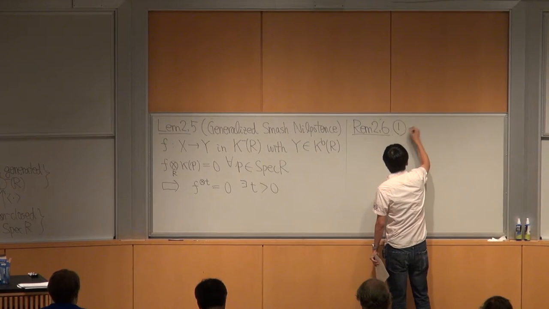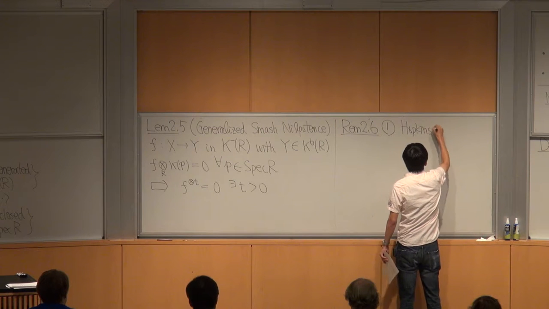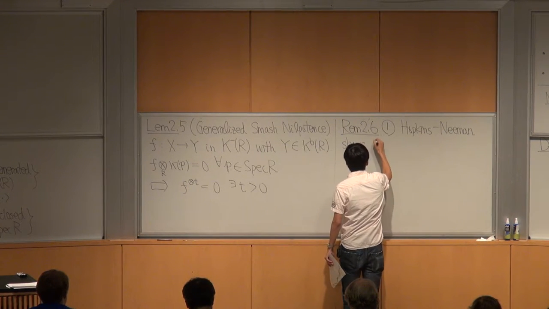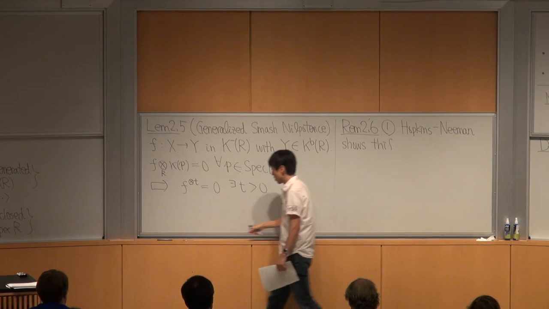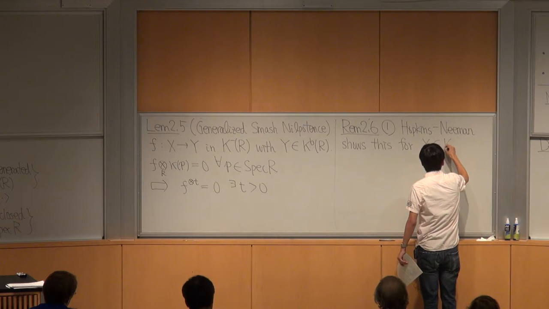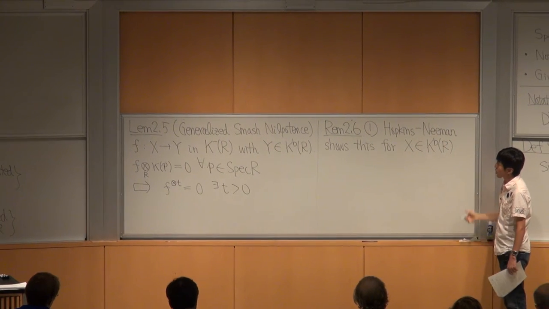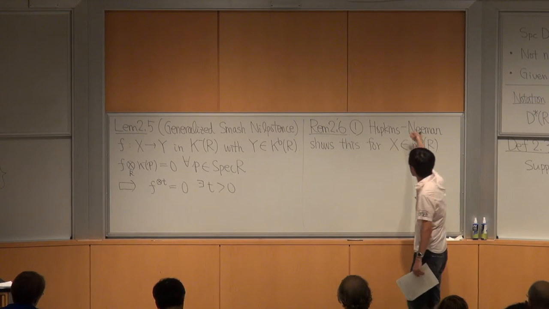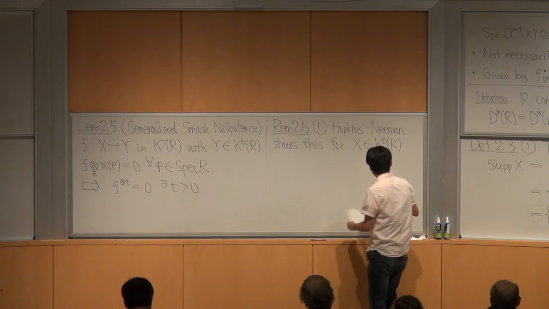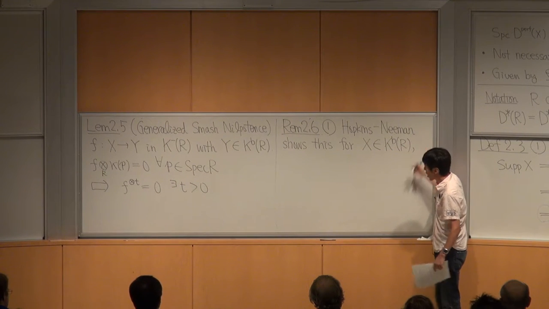First, what did Hopkins and Neeman do about this? Hopkins and Neeman showed this statement for X also in K^b R. So if we also assume that X is in the bounded homotopy category, then this statement is precisely the same as the usual original smash nilpotence theorem.